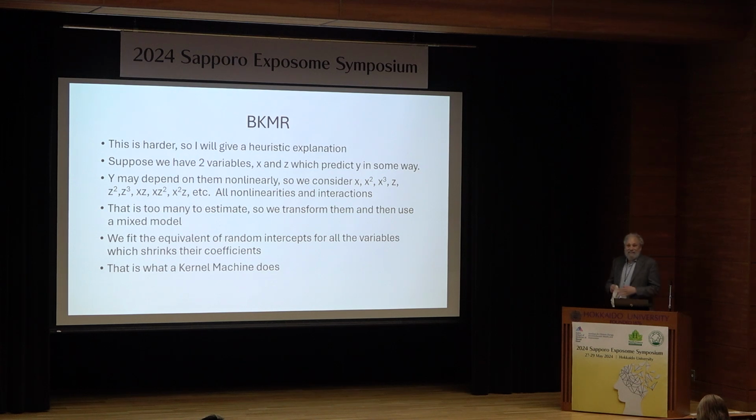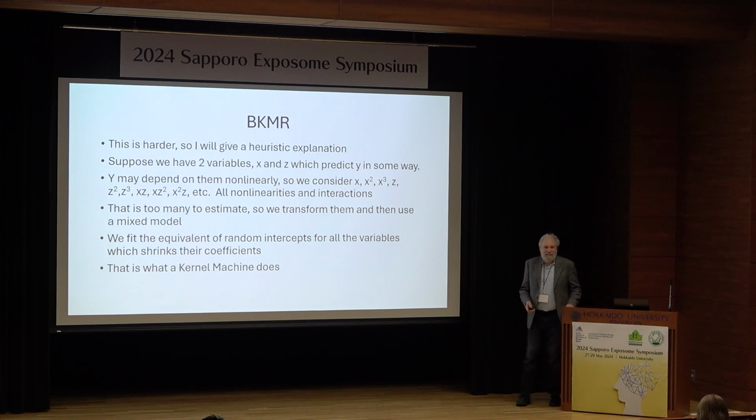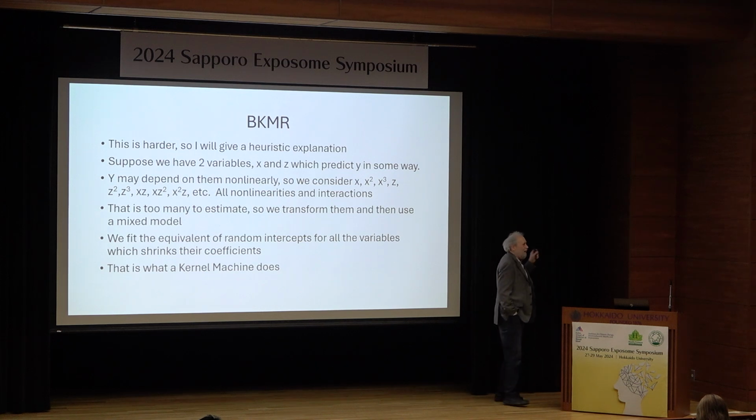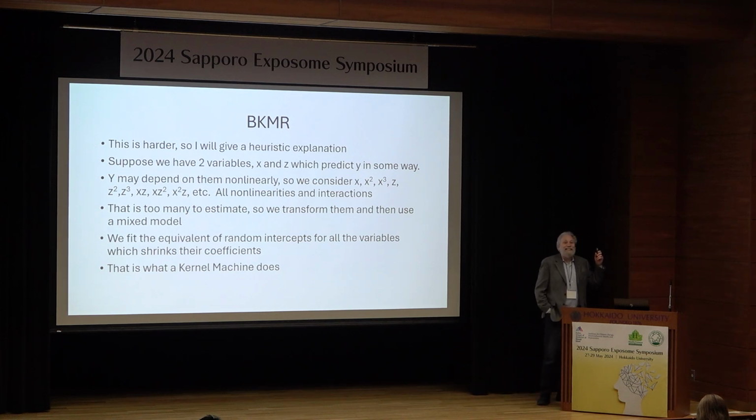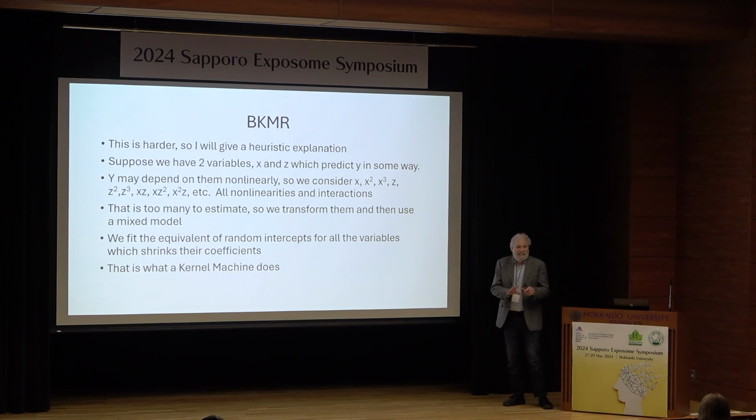Bayesian kernel machine regression. Let's just remove the Bayesian part for a minute. That's just this iterative way that we estimated, and talk about kernel machine regression. Kernel machine regression is a variant of support vector machines, which were invented by Vladimir Vapnik in the 70s. I will give you a heuristic explanation because you don't want to see the math.